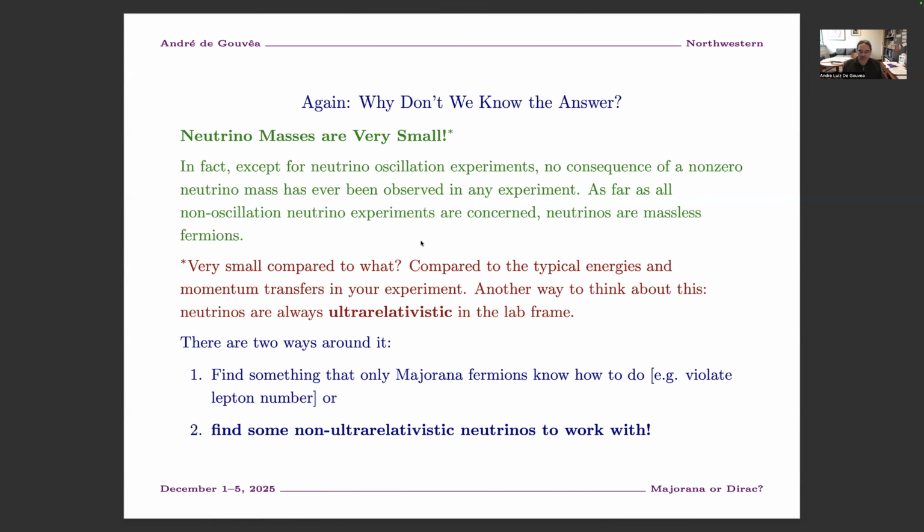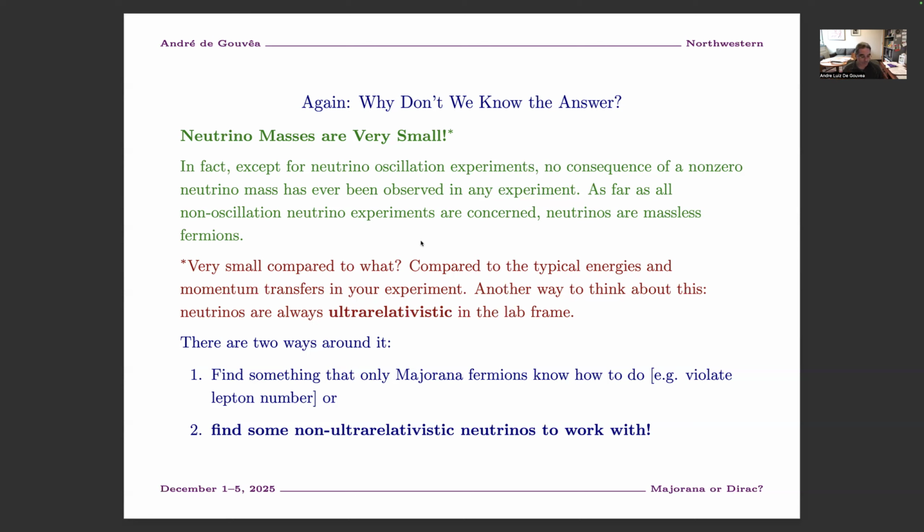So let's go back to reminding ourselves why we don't know if the neutrinos are Majorana or Dirac. The reason we don't know is that neutrino masses are very small. Of course, when you say that something is very small, you really mean that the neutrino masses are very small relative to the typical energy scales in your experiment. And what happens with neutrinos is that in any experiment that we can think about, the neutrinos are always ultra-relativistic. So that is the challenge.